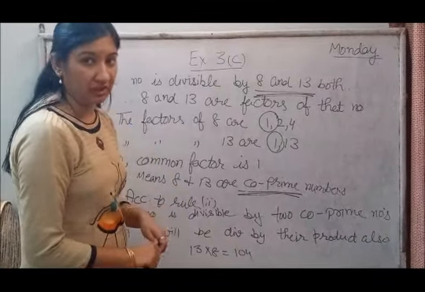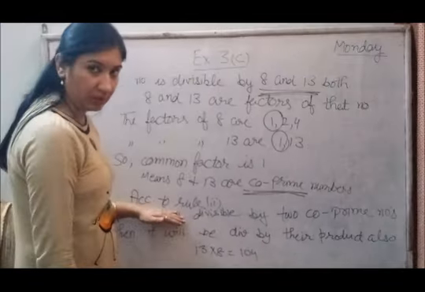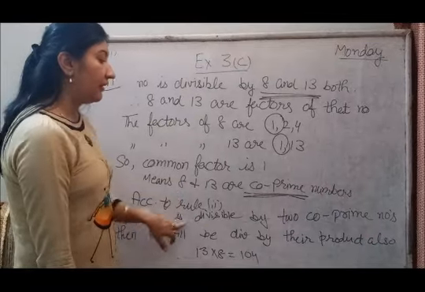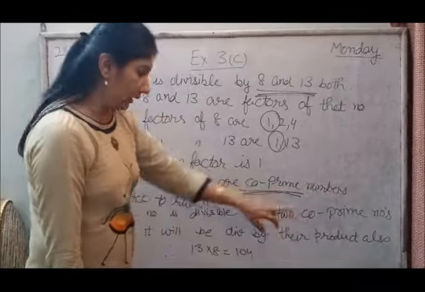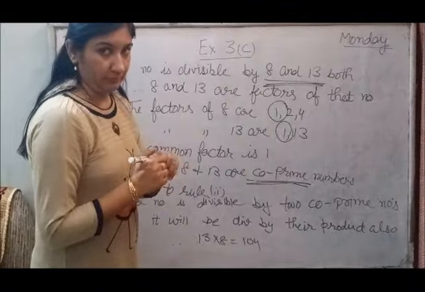They are asking the number. We have found it by using the property of divisibility rules. We have used the second rule, that if a number is divisible by two co-prime numbers, then it will be divisible by their product also. We have used it.